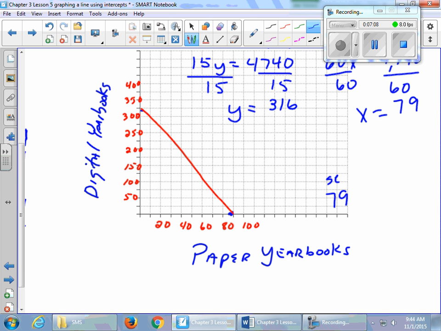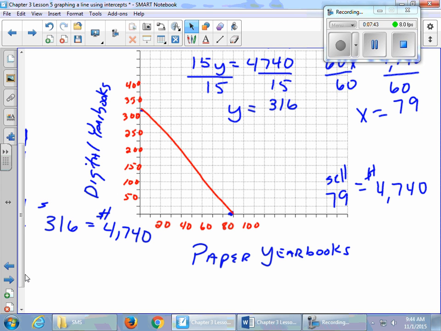If we sold 79 of these, we would make $4,740. So if that's all we sold, 79 paper yearbooks, the middle school would match what they were looking for. Now on the other side, the digital yearbooks means the same thing, 316. If you sold 316 digital yearbooks, that would equal $4,740 as well. That'd be selling 316 digital yearbooks and 0 paperback books.